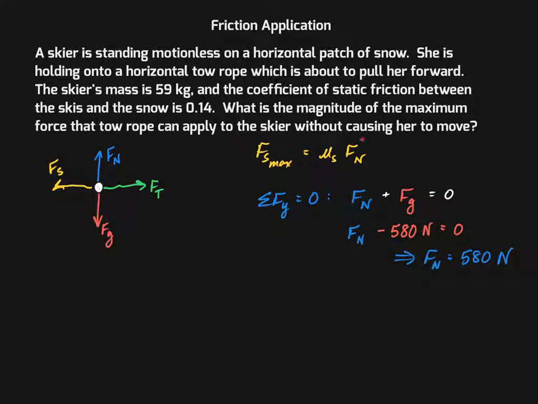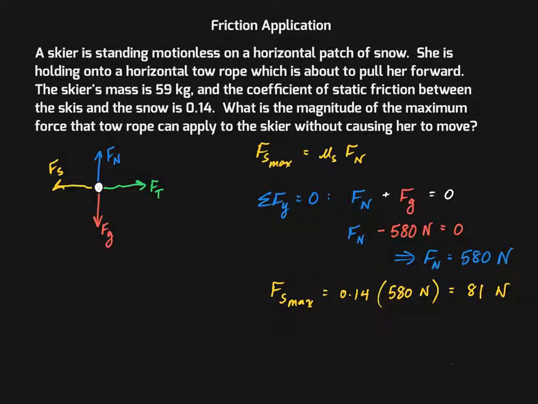Okay, so now that we know our normal force, we can figure out what our static friction is, what that maximum static friction is. So Fs max is going to be equal to 0.14 times that 580 newtons, because that was our normal force. And we are going to get a value here of, I believe, it's going to be 81 newtons.